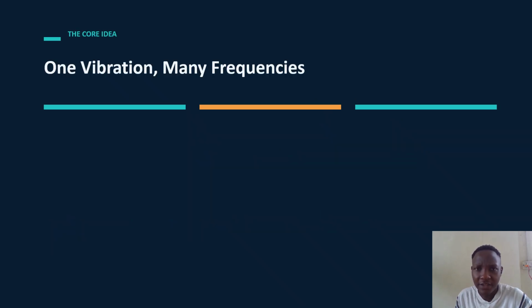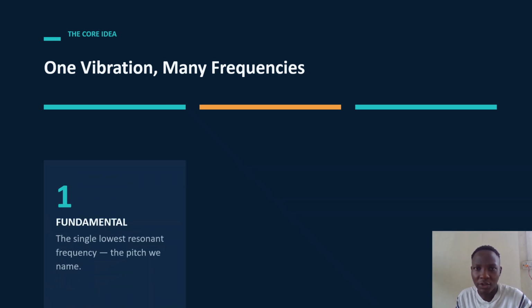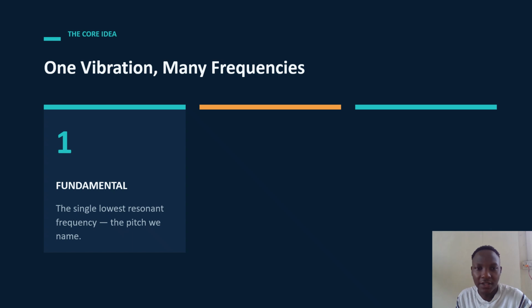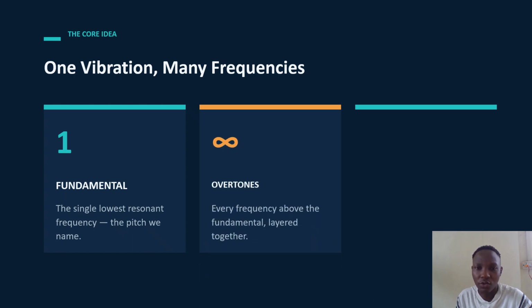Now, here's the whole story in one slide. When an object vibrates, it doesn't move at just one frequency. There's a single lowest frequency, the fundamental. The fundamental is the single lowest resonant frequency, the pitch we name, plus an infinite series of higher frequencies. Those higher ones are what we call the overtones. So every frequency above the fundamental is an overtone.